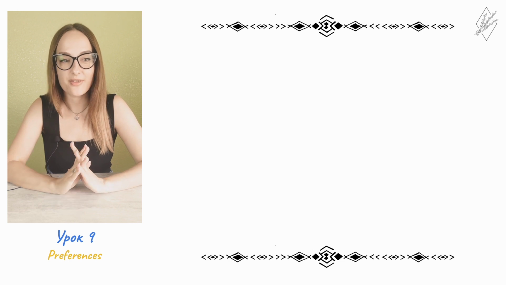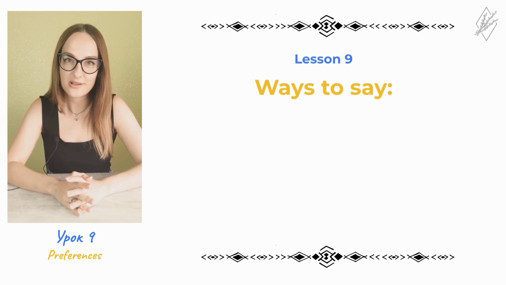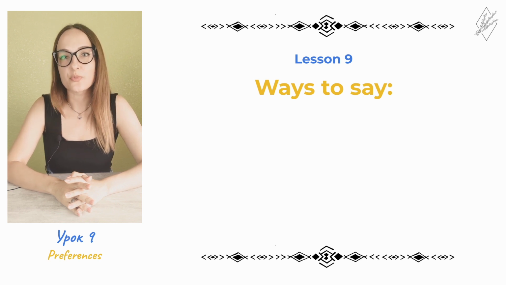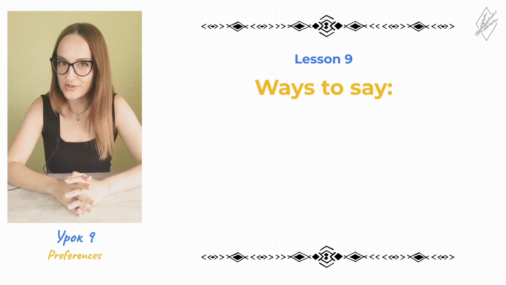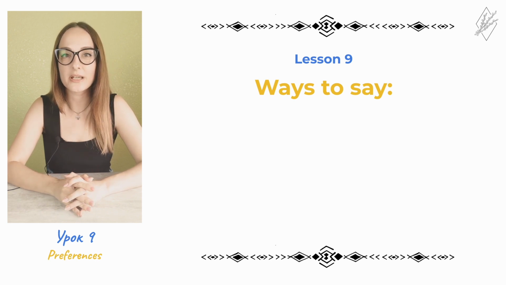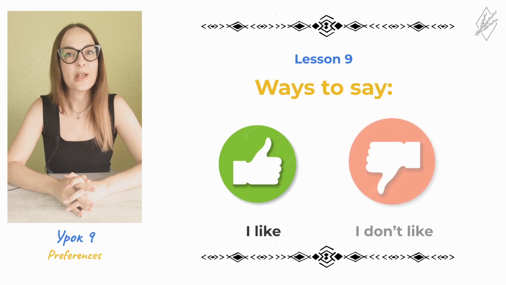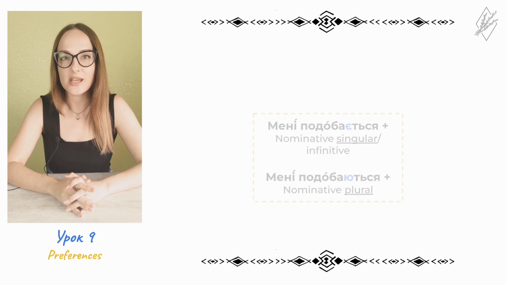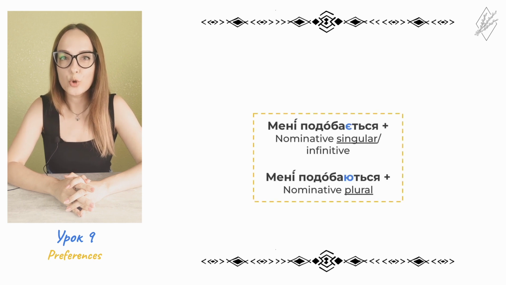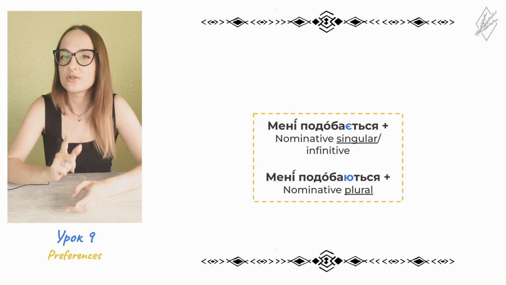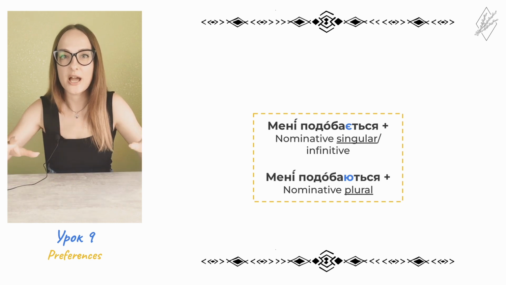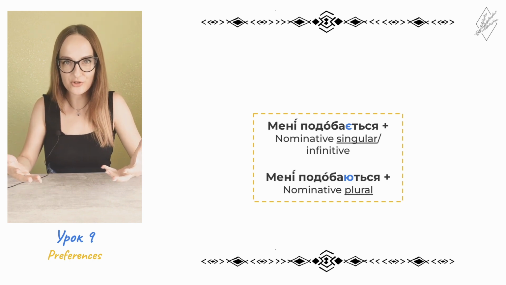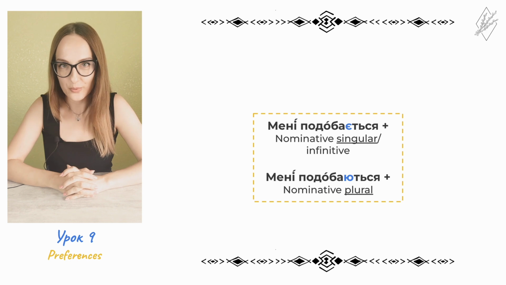Today we will have the 9th lesson for beginners and we will talk about the structures that help us to express our preferences. Different ways to say that we like or do not like something. And the first way is to say мені подобається. By the way, today we will talk only about how to express it about myself, because such kinds of structures we use the most frequently.